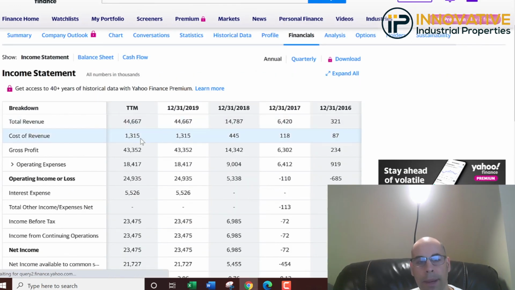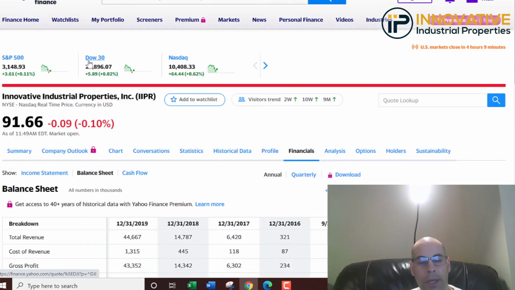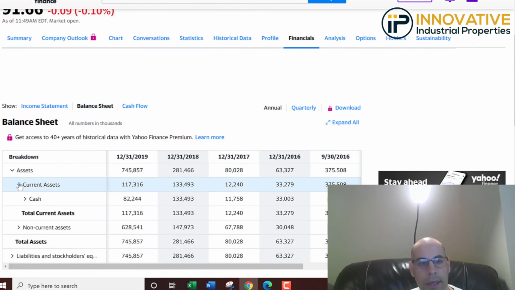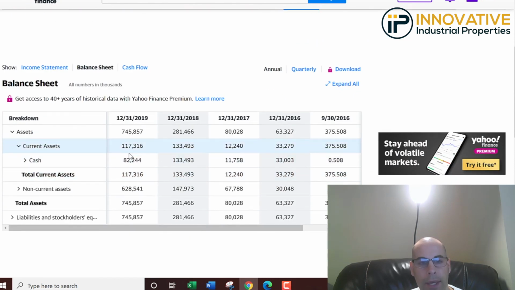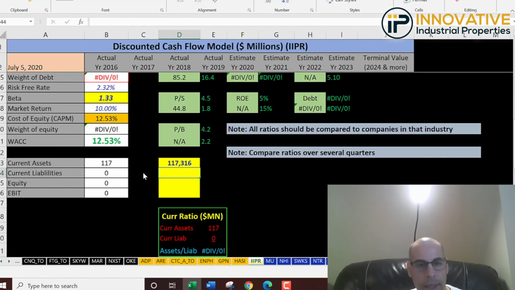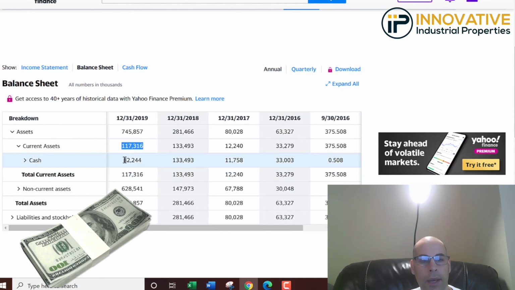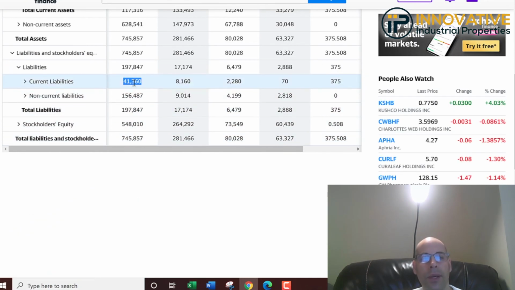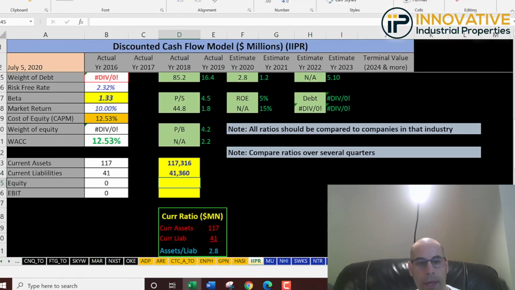Let's go back to the balance sheet. We need a little more information to look at the ratios later. Let's get their current assets. And current assets are mainly cash, accounts receivables, and inventory. And that's $117 million. They have $82 million in cash. Cash is the best asset. Let's get their current liabilities. That's $41 million. And this is the amount of money the company owes to other businesses over the next 12 months. We'll put that into the model.